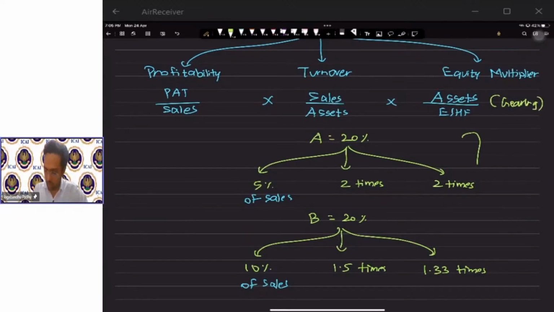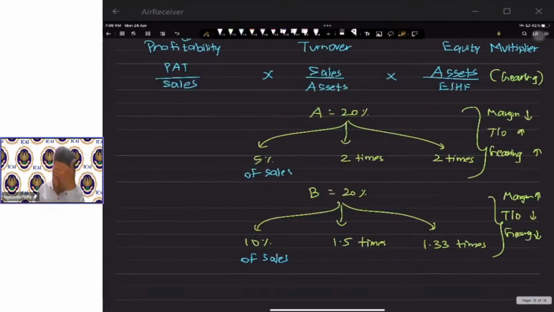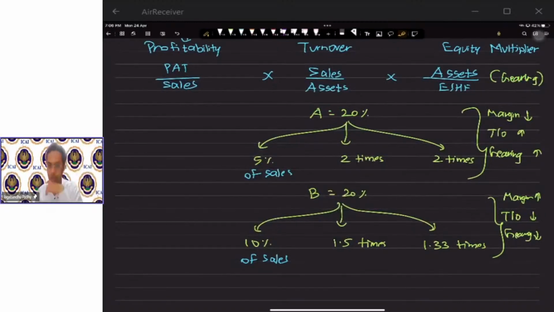For company A, margin is lower, turnover or activity is higher, and gearing is also higher. But in this case, we'll say that margin is higher, turnover is lower, and gearing is also lower. Correct? So margin, turnover, and gearing. These three are the parameters which are actually influencing the profitability.